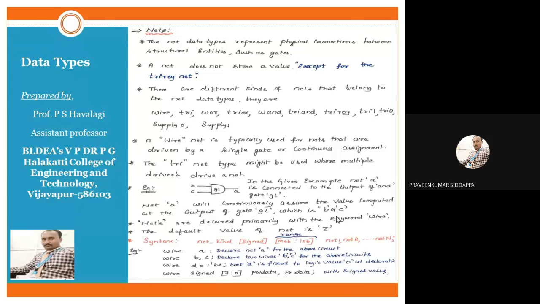So at that time we have to use the net data type. Otherwise, you can directly write it as output, no problem. If you write wire instead of output, we cannot store it. So whenever information should be transferred to another gate, only then do we have to use the wire.